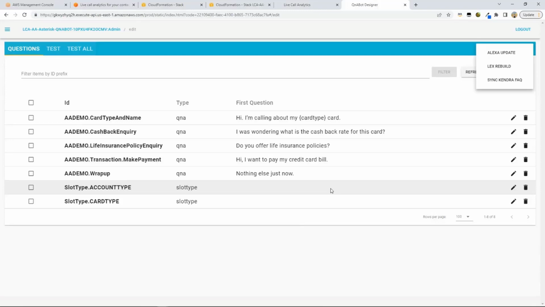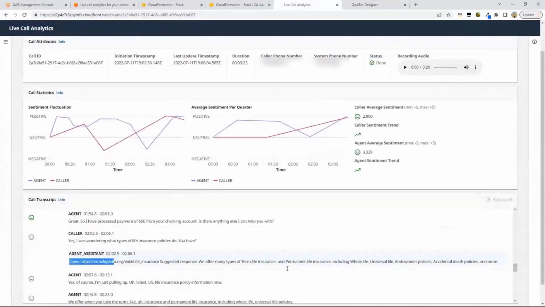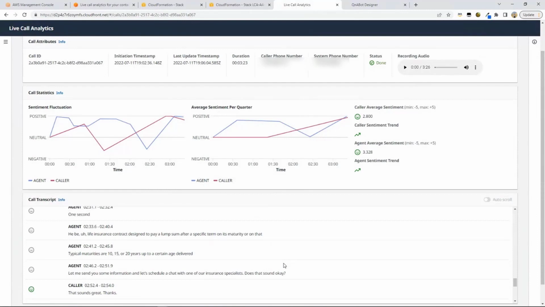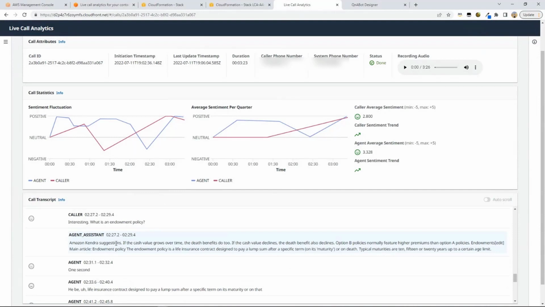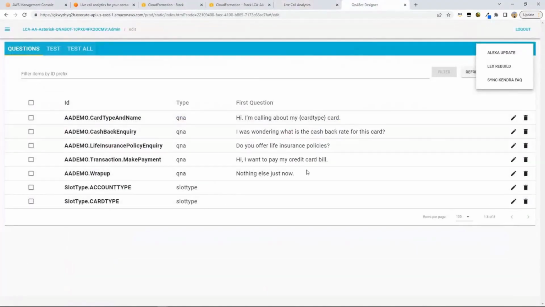Okay, the last example I think of an agent assist message that I showed you in the demo was when I asked a question that did not map to any of those pre-configured intents or FAQs that we just saw in Q&A bot. This was the one here where I said, interesting, what is an endowment policy? There's nothing in here that is configured to answer that question. However, we do send that question to Kendra to see if it knows an answer from unstructured information that we have loaded into the index.